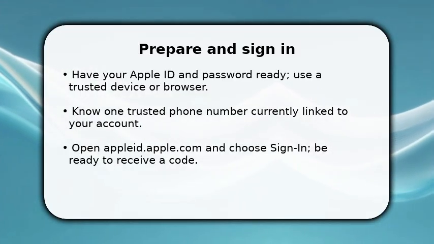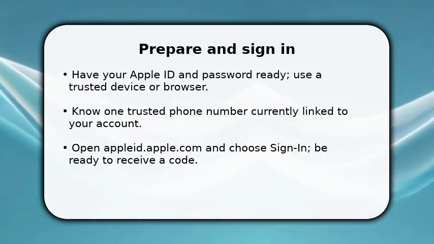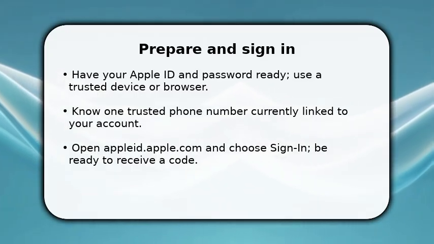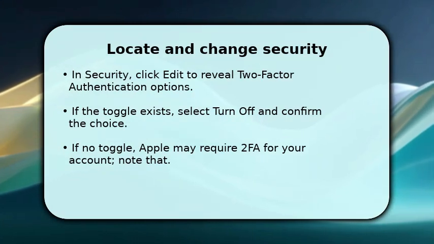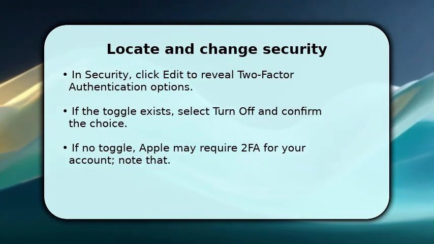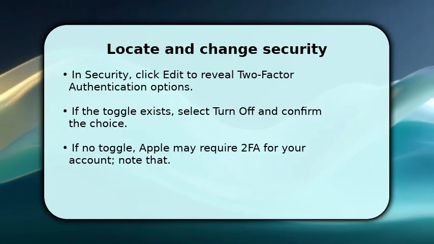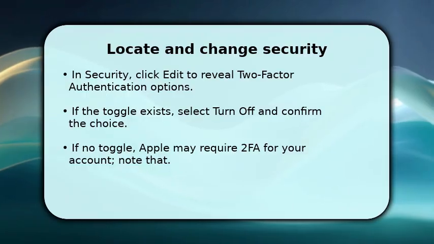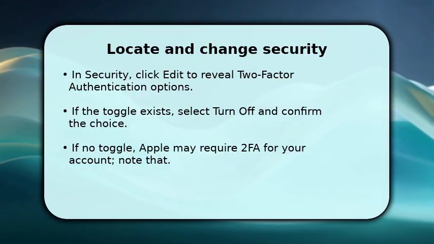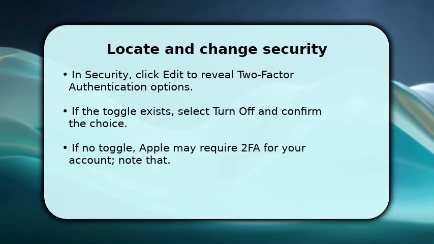This initial step gets you into the account control panel where the two-factor authentication toggle, if available, will appear. You now find the security area and tap Edit to expose two-factor authentication settings. If a turn-off option is visible, choose it and follow prompts to confirm your trusted phone number and account password. Apple sends a confirmation code to finalize the change.